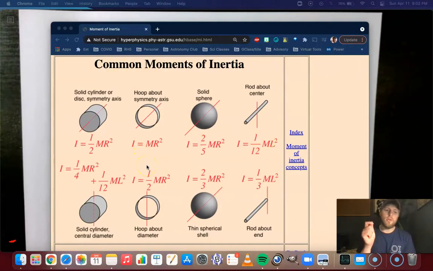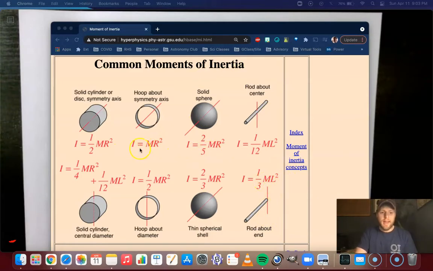So you're going to notice a few things. Each one is going to have an mr squared. So here you've got a solid disk, here you've got a hoop, and so on. Each one is essentially some constant out in front, so 1/2, 2/5, 1/12, depending on its geometry. You can even see, for example, the difference between rotating a hoop about its center versus through its center, or a rod spinning about its center versus a rod spinning about the end.